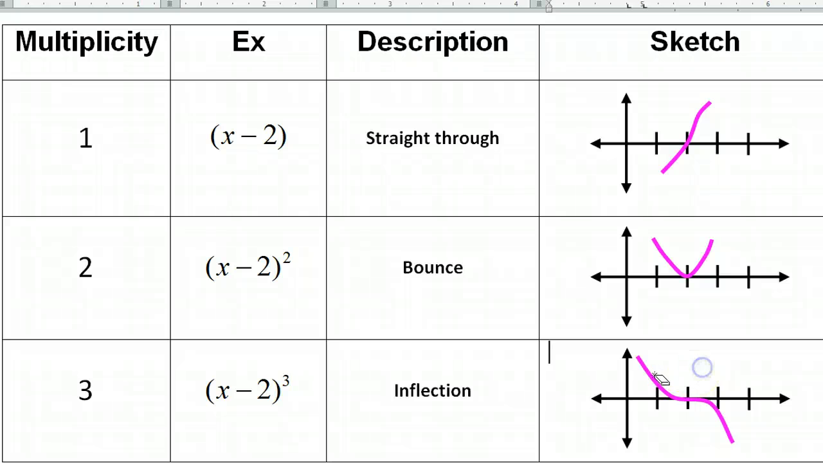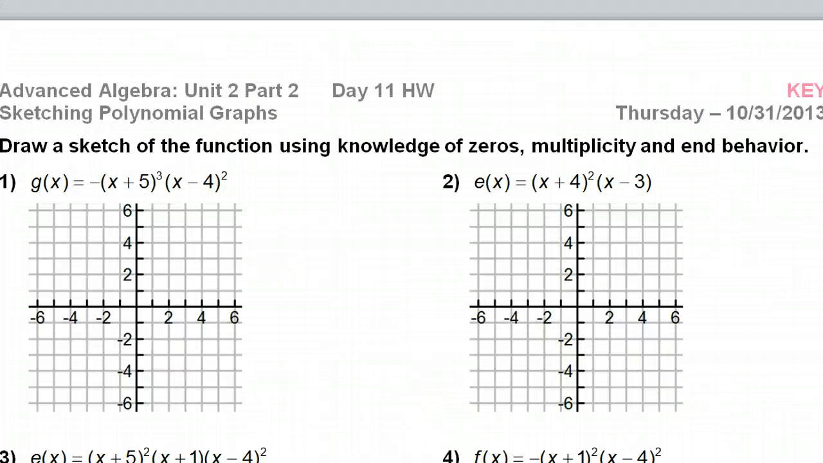But a lot of kids think of it in terms of it sort of flattens out and then keeps on going through. That's called an inflection. Anyway, you have to have all those things in your mind.